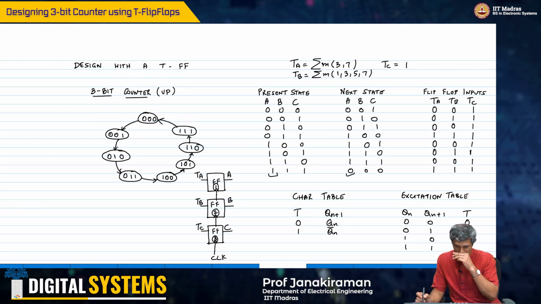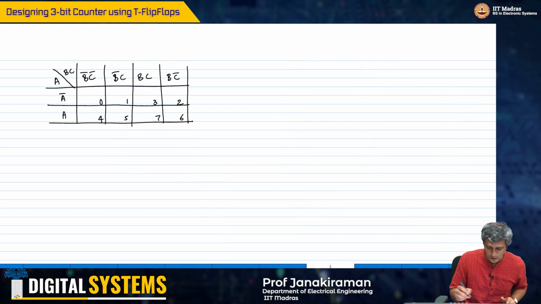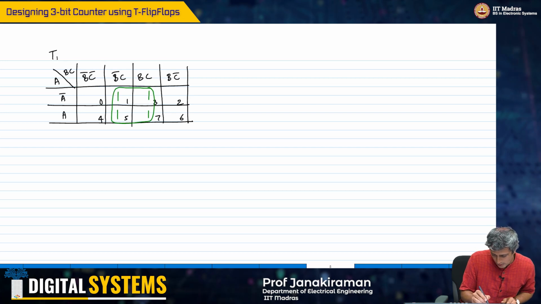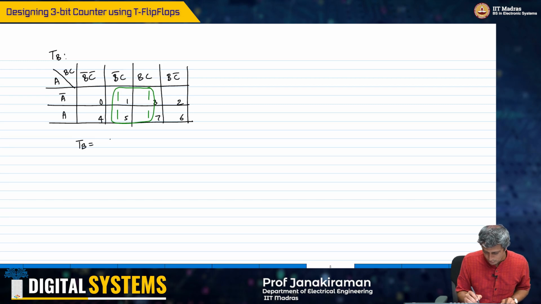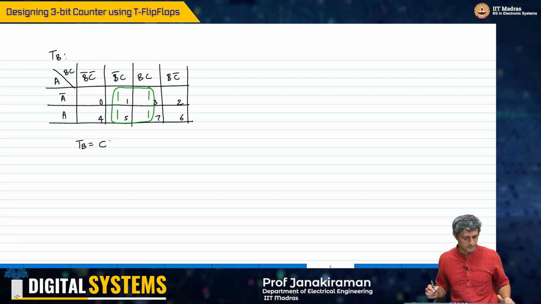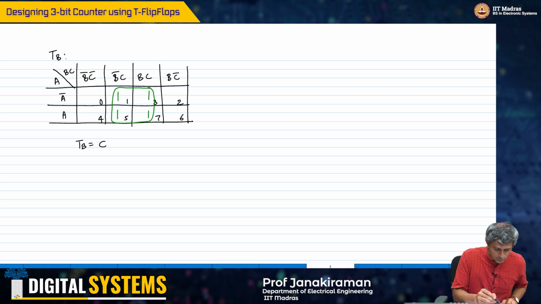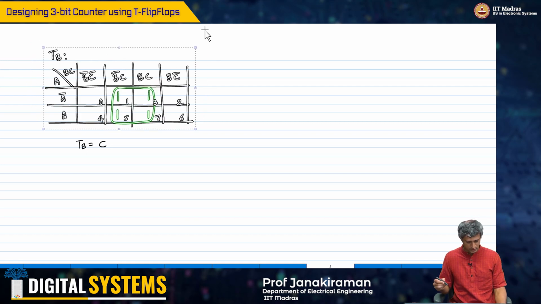So what do I have now? TB is 1357. So I have a nice set of 4 here. So this is for TB. So TB is equal to C. This is very nice, okay, and then I also need to, let me copy this.